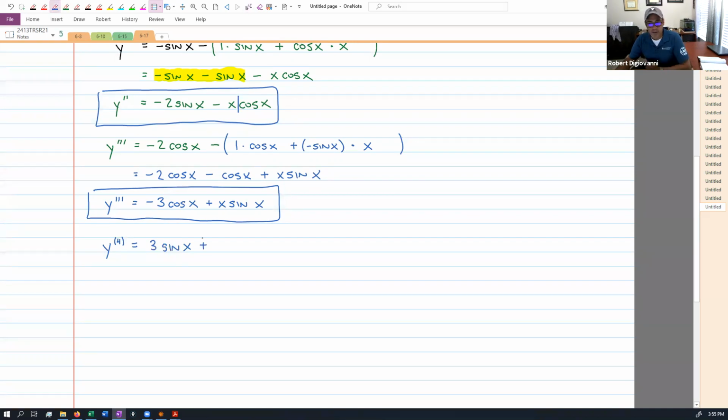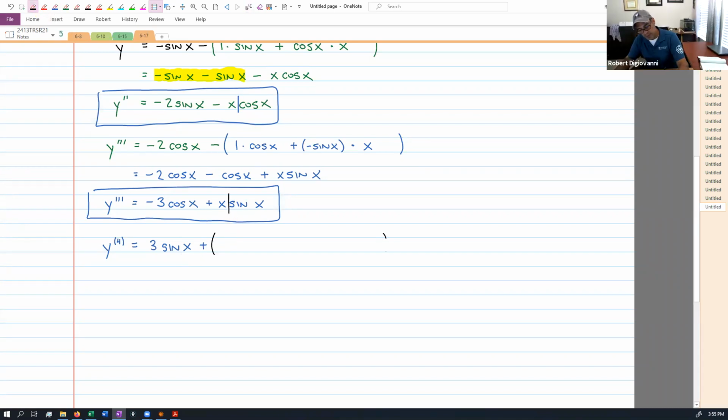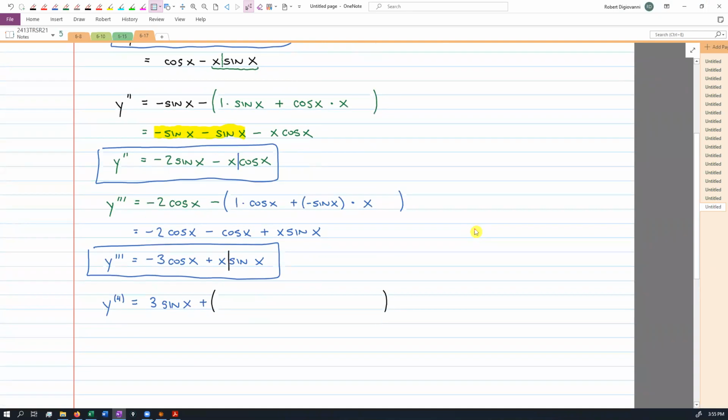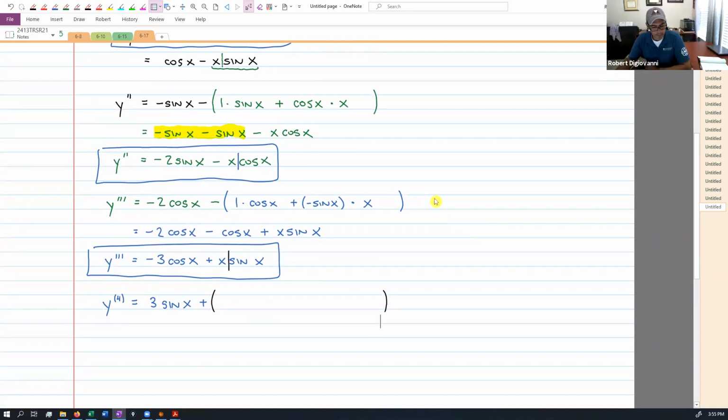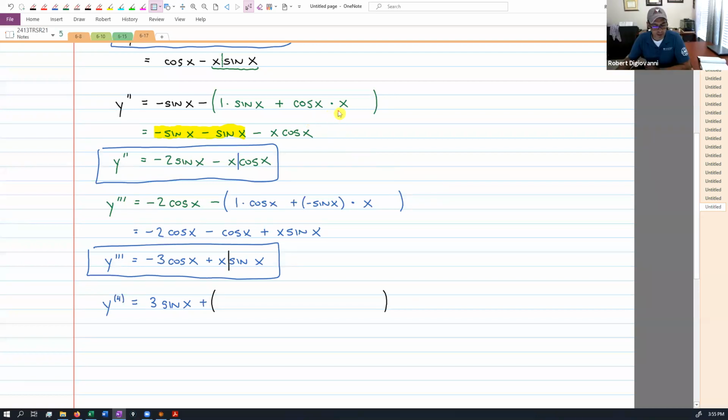Plus, okay, you want to keep going? Yes, so that's another product rule. Need parentheses. And now go ahead. It would be 1 sine x, and then plus cosine x times. Cosine times x? Cosine x, did you say times x? Yes.